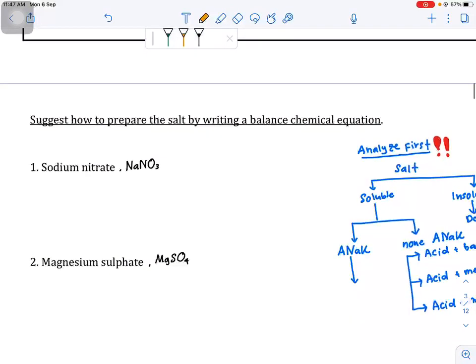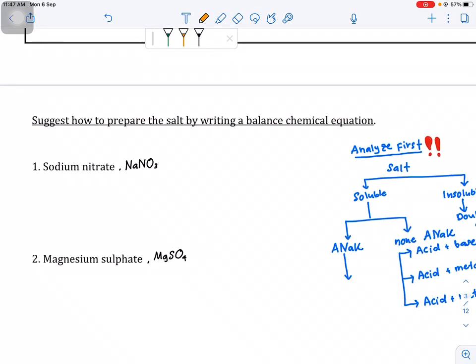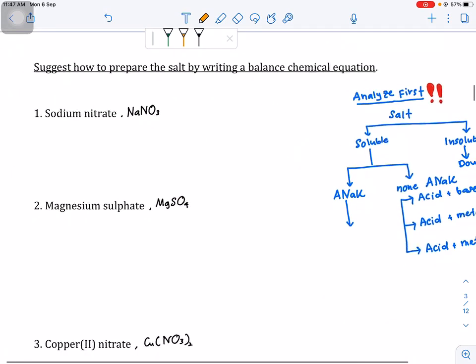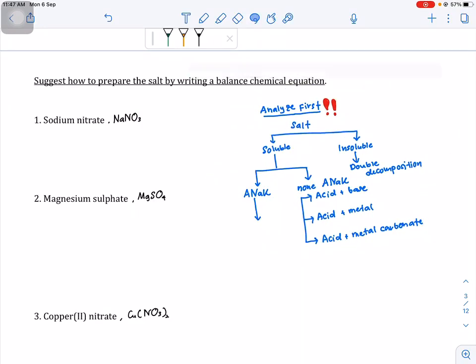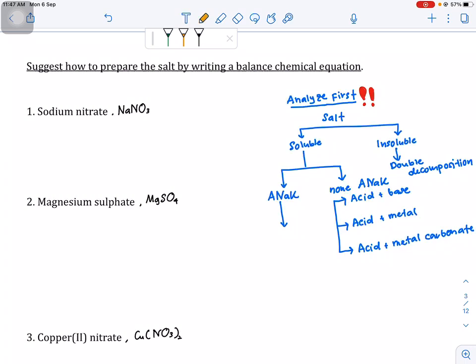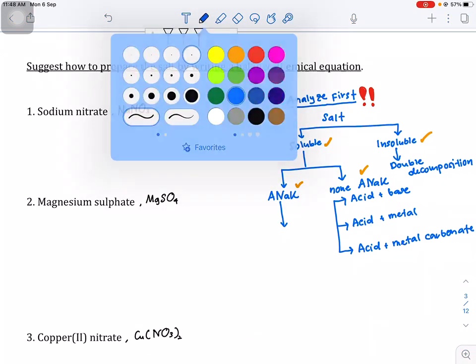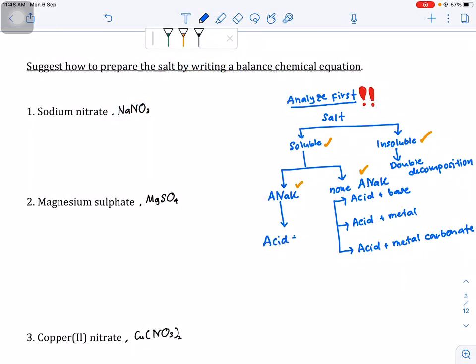Okay. Now, let's check your understanding. Suggest how to prepare the salt by writing a balanced chemical equation. So, I give to you the salt. What you're going to do when you get the salt, you have to do the analysis. You have to analyze first. What is the analysis? First, you need to check either the salt is soluble or insoluble. So, kalau dia soluble pula, you kena check dia anak ke bukan anak. Kalau dia anak, ada satu je reaction, which is the reaction of acid and alkali. Tapi kalau dia bukan anak, you ada 3 option.